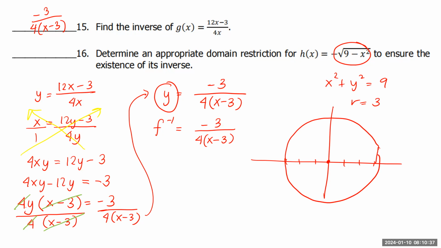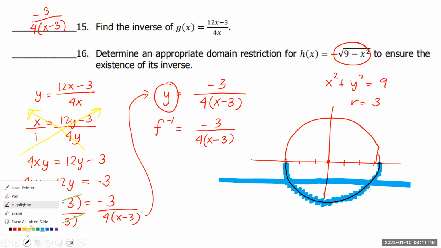But since we only want the lower half, bakit lower half? Because we have here negative sign. So ang i-consider lang natin na graph would be the lower part. So ito lang yun. Okay? And if you can see, that function is not 1-to-1. Bakit hindi siya 1-to-1? Kasi kapag nag-pass through ako ng horizontal line, okay? So there are two intersection points.